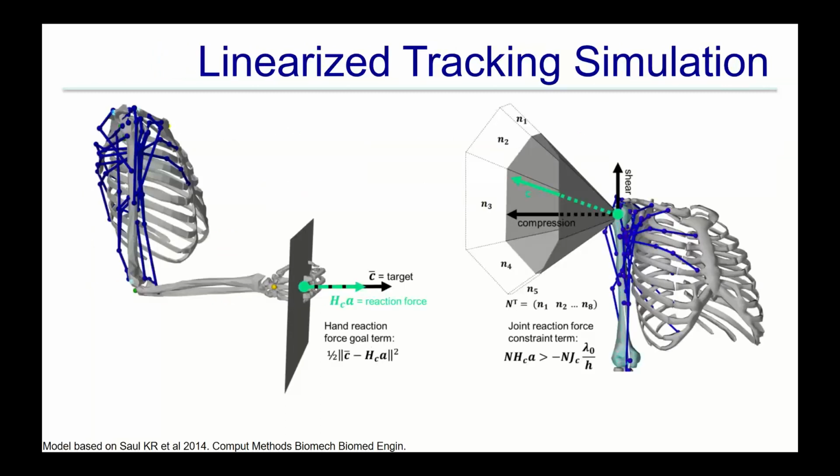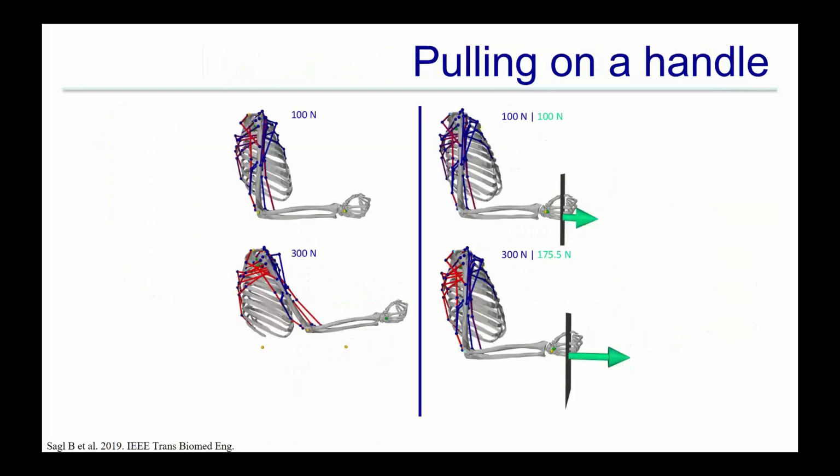So we published this method, again using the OpenSim importer, on an OpenSim shoulder model by Sagl et al. And I brought two examples. The first one is pulling on a handle, and the second one is the use of the reaction force constraint. So here the left column simulates pulling on a handle using an external force, and the right column shows pulling on a handle using a bilateral constraint and a reaction force target as handle.